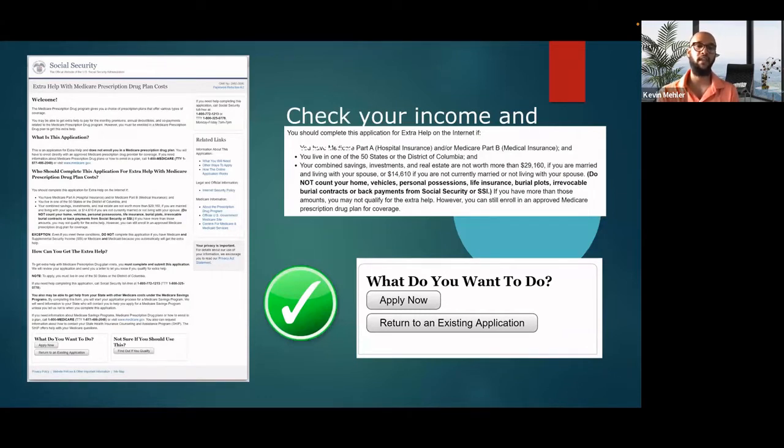Now, this is what the application kind of looks like. And we have the link, as I mentioned, that was on the previous slide. So the extra help with Medicare prescription drug plan costs. If you just read through this information here, long story short, at the bottom where you see apply now, this is where you would get started. Okay. Now you should have completed this application for extra help only on the internet if, and then it basically tells you those income and asset limits. And if you do, you hit that button, which is right here. What do you want to do? Apply or return. Okay.